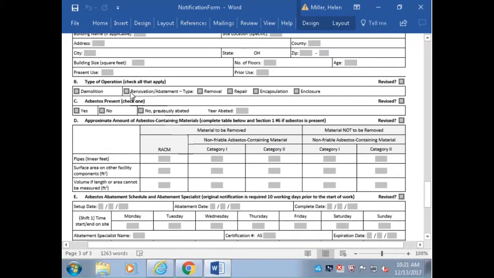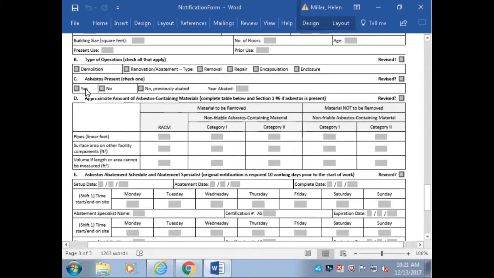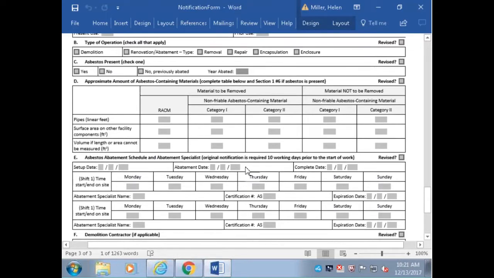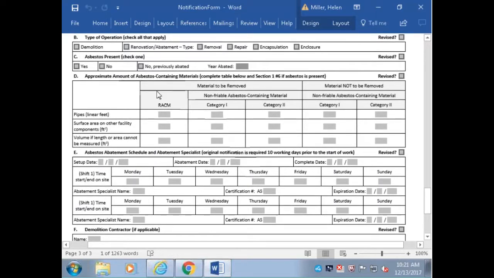Here's where you will mark the type of operation, if it's a demolition or if it's a renovation/abatement. If it is renovation abatement, you'll also mark which kind of abatement it is: removal, repair, encapsulation, or enclosure. You will continue: is asbestos present, yes or no? No, if it was previously abated. If so, you'll tell us when it was previously abated. Same as what's on the NESHAP notification now. Then you'll get down to the amount of asbestos-containing material.